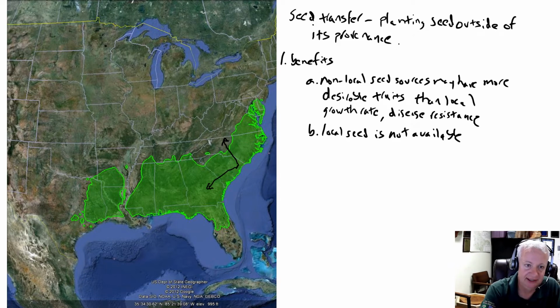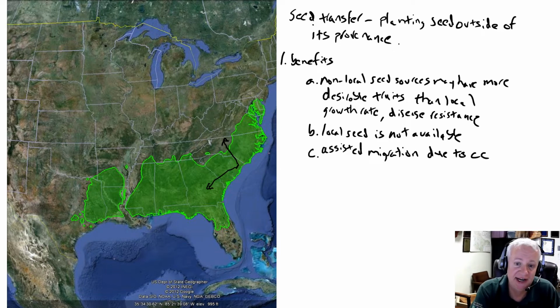And then certainly, like I said, a growing concern is assisted migration due to climate change. As climate changes, seed that is adapted to a particular location, genotypes that are adapted to a particular location, may not be adapted to that location in the future because weather conditions and climate are changing more rapidly than they have in the past.